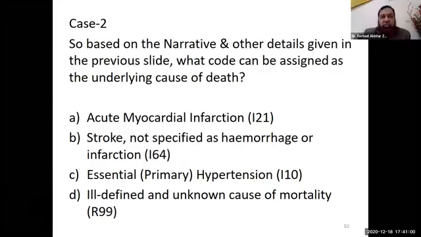Based on the narrative, what could be the underlying cause of death with the coding? A is acute MI, I-21. B is stroke, not specified as hemorrhagic or infarction, I-64. C is essential primary hypertension, I-10. And D is ill-defined and unknown cause of mortality, R99.